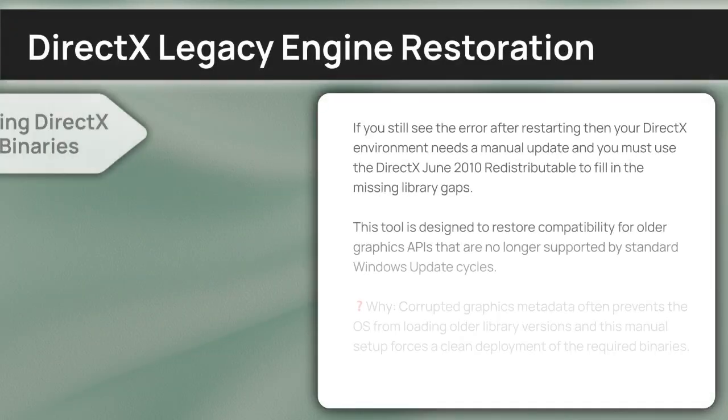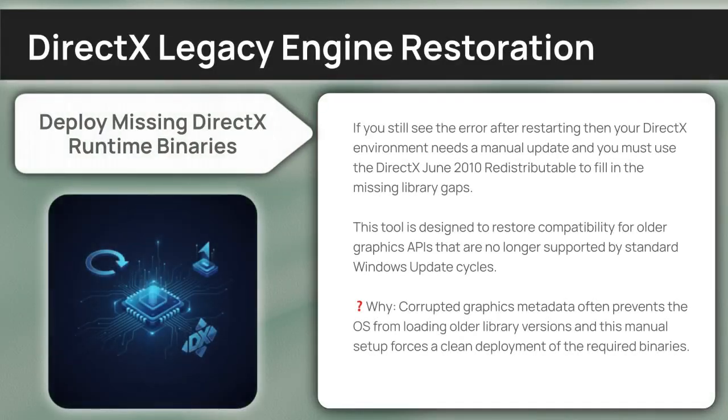If the previous steps didn't work, there's one more action we can take to stabilize the environment. Please pause the video if you need to back up your data before we proceed. If you still see the error after restarting, then your DirectX environment needs a manual update, and you must use the DirectX June 2010 redistributable to fill in the missing library gaps. This tool is designed to restore compatibility for older graphics APIs that are no longer supported by standard Windows update cycles. Why are we doing this? Well, corrupted graphics metadata often prevents the OS from loading older library versions, and this manual setup forces a clean deployment of the required binaries.